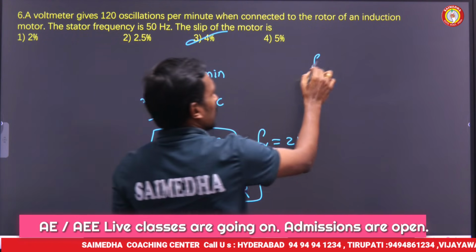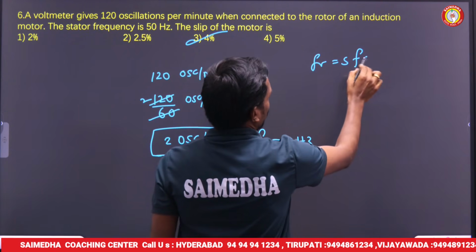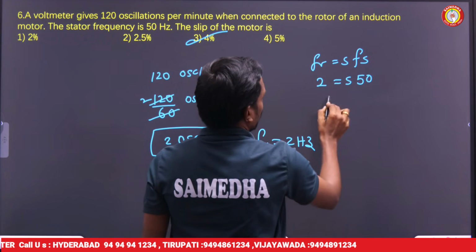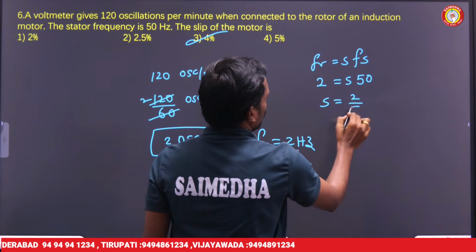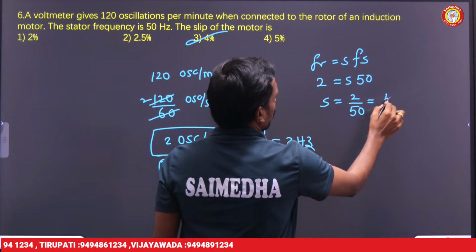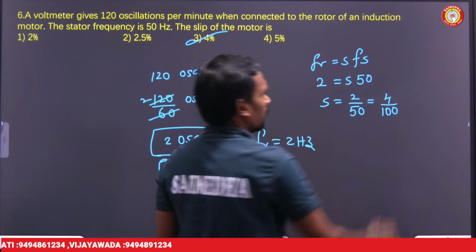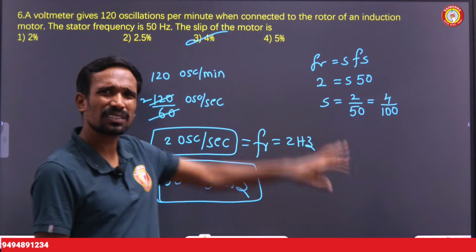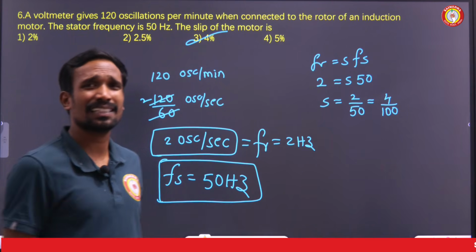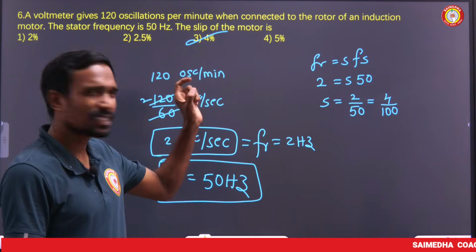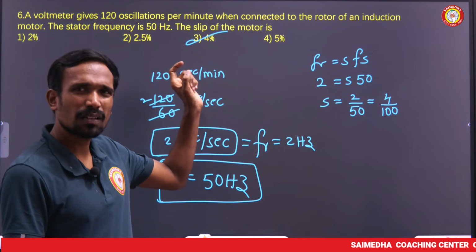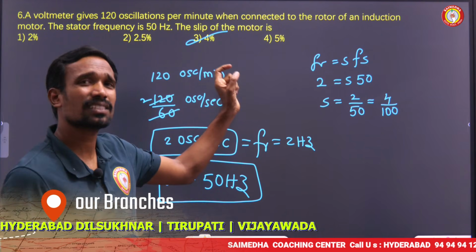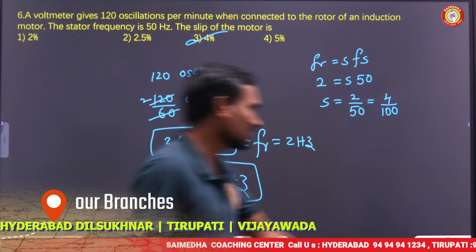Otherwise calculate: Fr = S × Fs. Fr is 2 Hz, Fs is 50, so S = 2/50, which is 4/100. Directly give the answer, no need to calculate all those things. They won't give you more marks for calculations. Just read your question, main values, answer. That's it. It has to be done within seconds, fractions of seconds. Next.